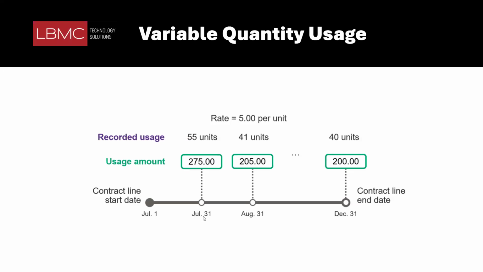So we can see here, we've got 55 units recorded for July, 41 units recorded in August. And then there's no more usage until December, where they've got 40 units. So again, we have no idea how much the client is going to be using throughout this contract. So because that is the case, we are just going to use this standard variable quantity usage.